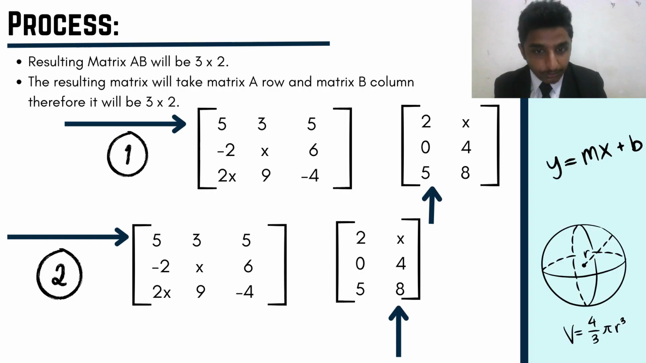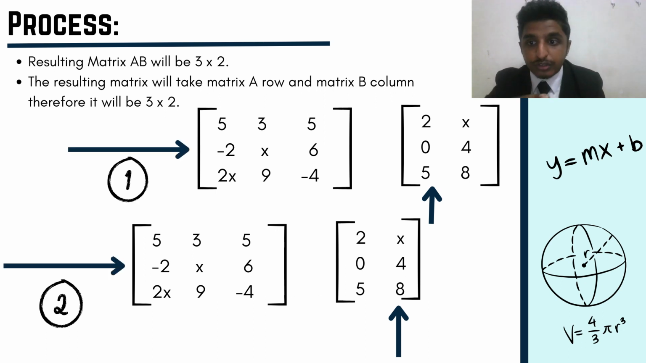So now the equation is as follows, since we know that the result of the matrix in the end will be the 3 times 2 result. Okay, so now the first row of the matrix A, that is 5, 3, 5, will multiply with the first column of matrix B, that is 2, 0, 5, plus the first row of matrix A once again 5, 3, 5, multiply with the second column of the matrix B that consists of x, 4 and 8.